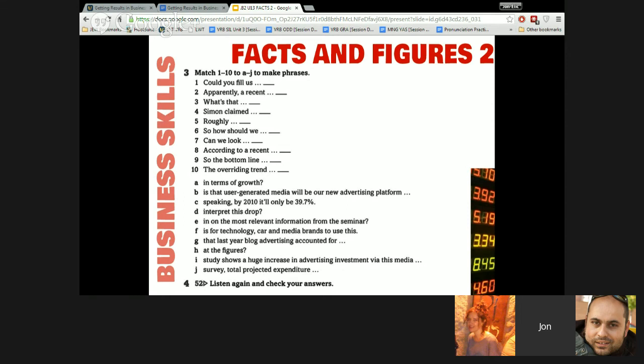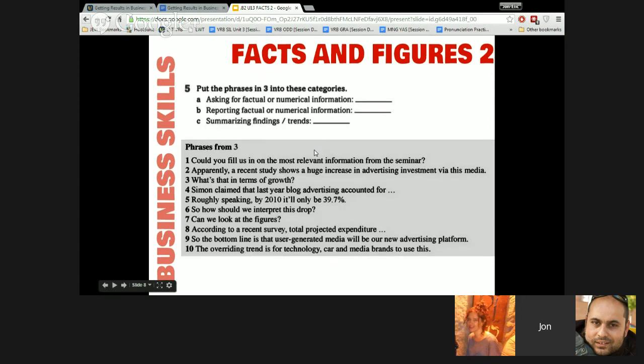There you go. So just to summarize, I've got the answers there if you want to check back later, but you got them right. So what I want to do, since you got them right, is just use them. First, there are the same phrases that you just did. What I want to know is which are for asking about the information, which are for reporting, which are for summarizing. So three categories: asking about, reporting, summarizing.